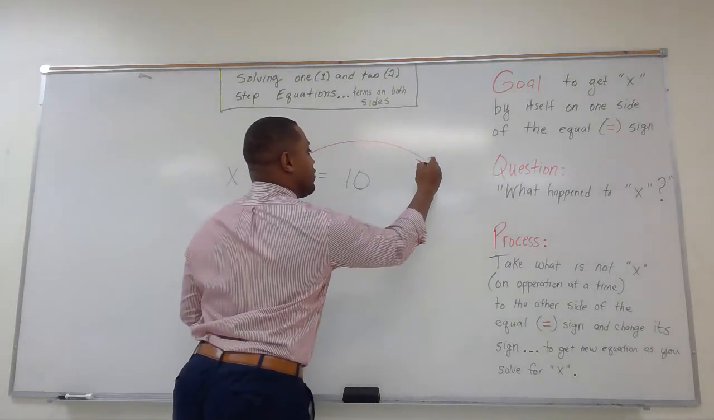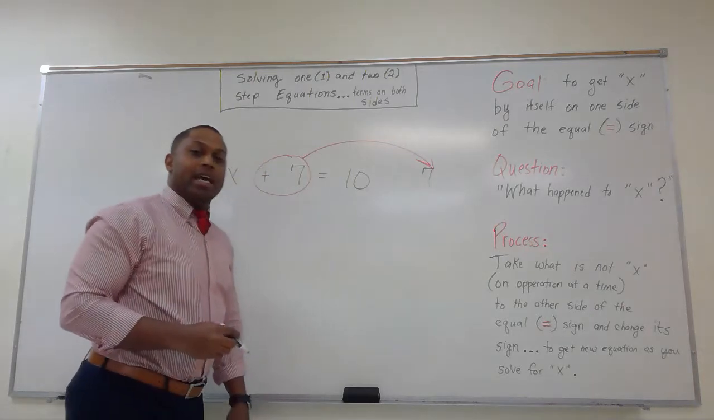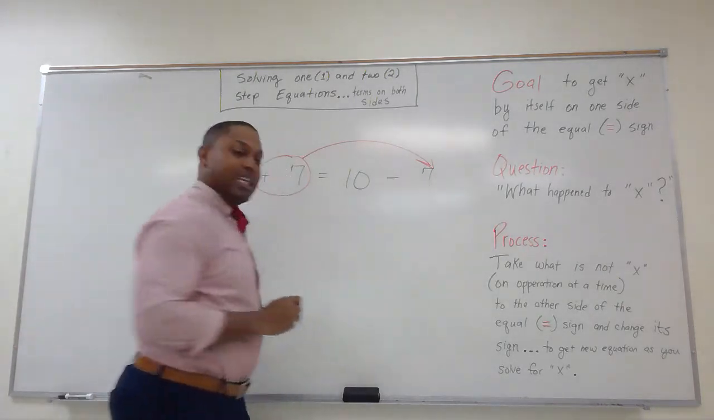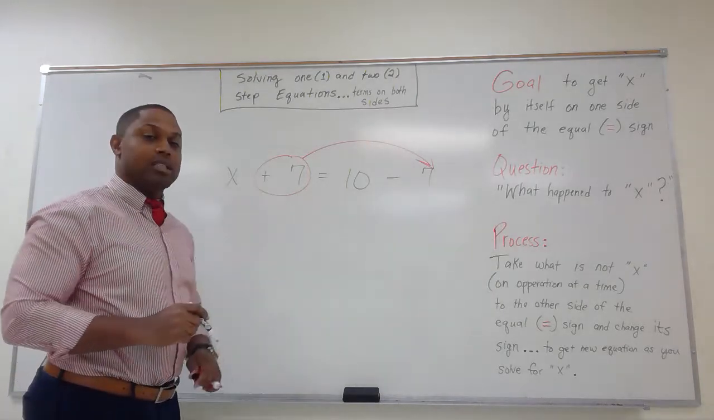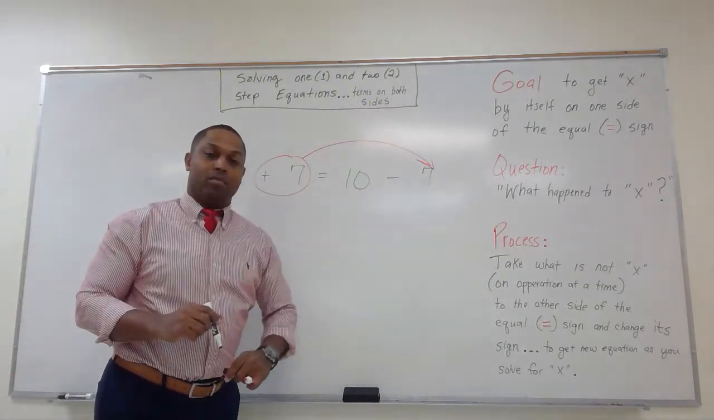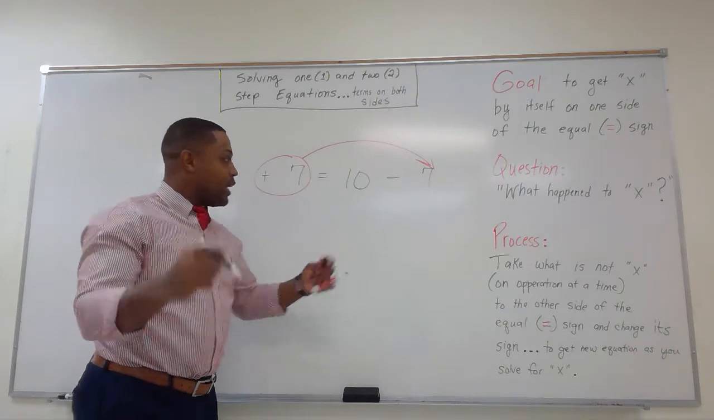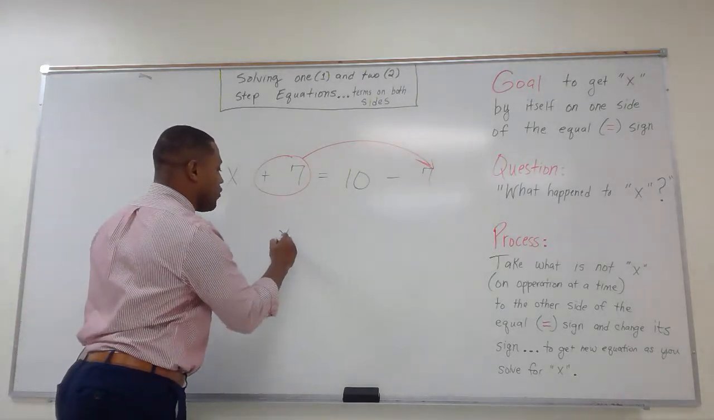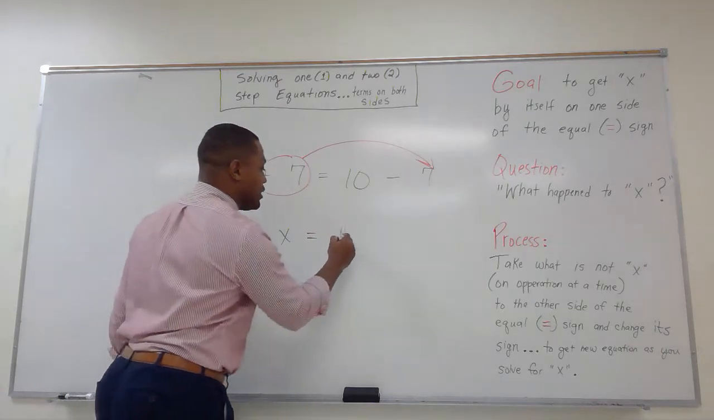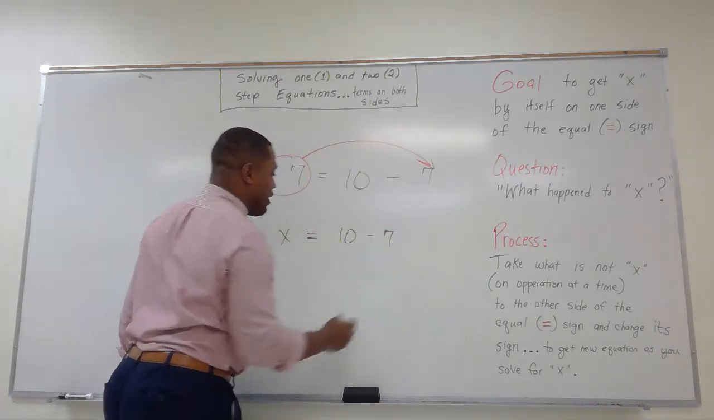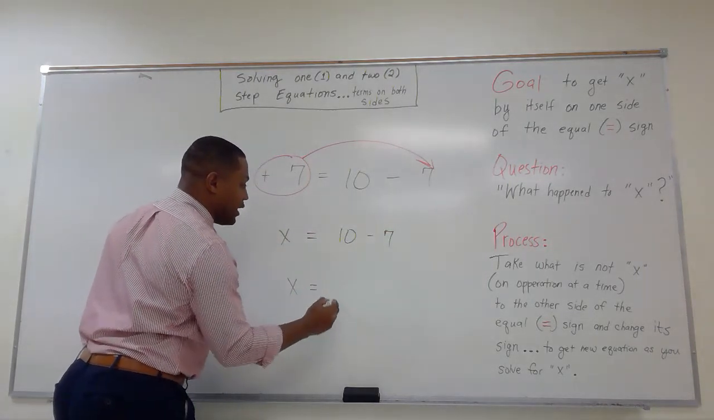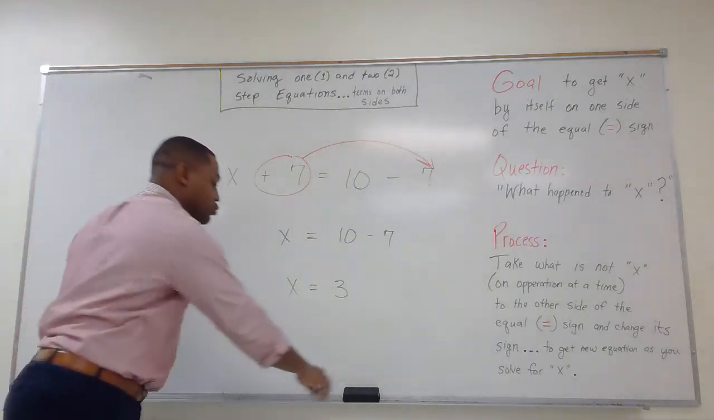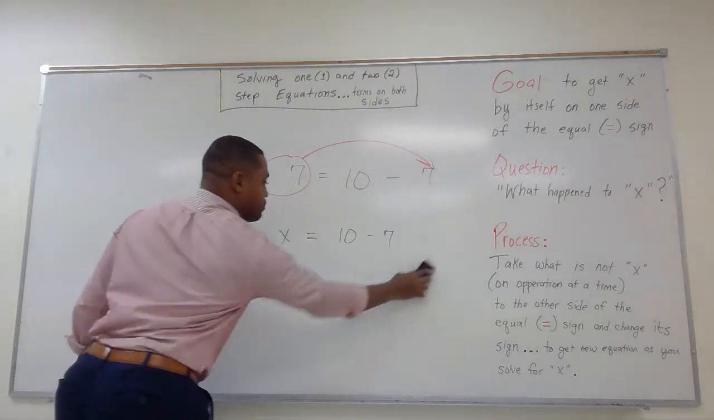Okay, so now the 7 is over here, but like I said, if you move something to the other side of the equal sign, its sign needs to change. So over here, it's a positive 7. When I move it to the other side, it becomes a minus 7 or negative 7. Okay, so now my new equation, as I go to solve for x, is x equals 10 minus 7, and that leaves me with x equals 3. All right, let's move on rather quickly, okay?